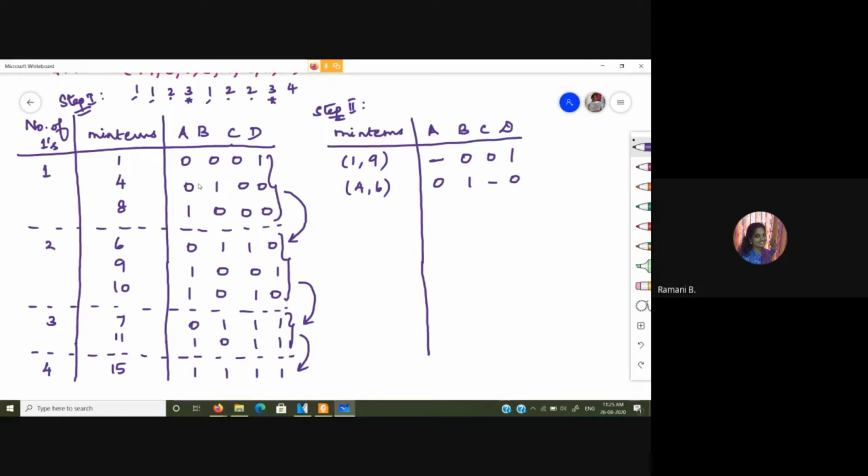Next comparing 8 with 6. That is not possible because except D, all the thing changes. Next comparing 8 with 9. So D alone changes over here. So 8 with 9, 1 0 0 dash. And 8 with 10, 1 0 dash 0.